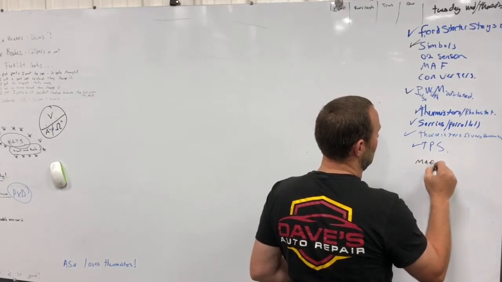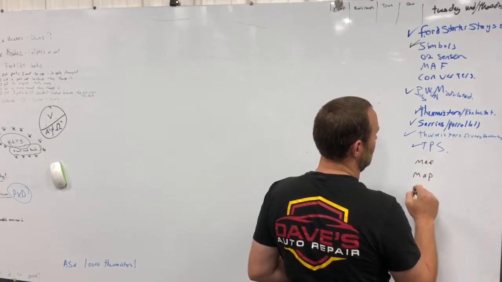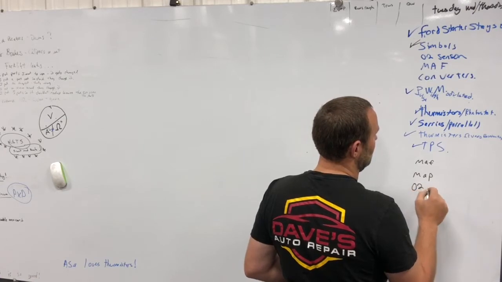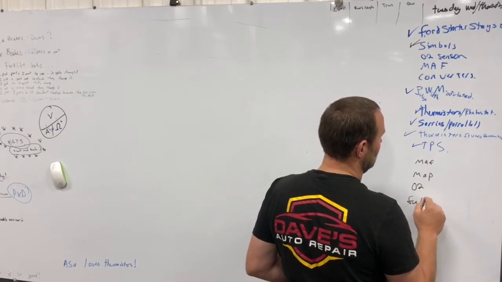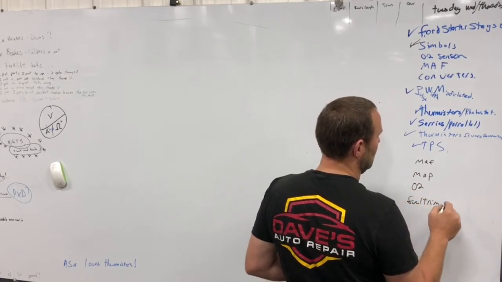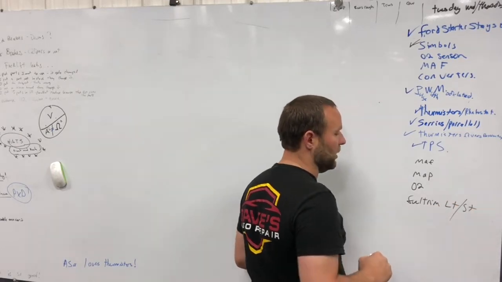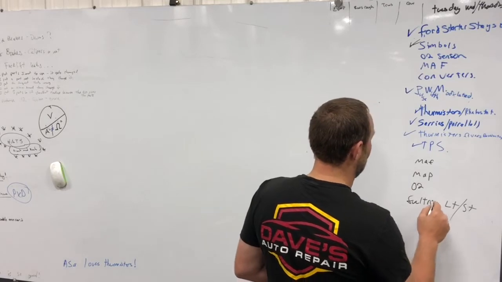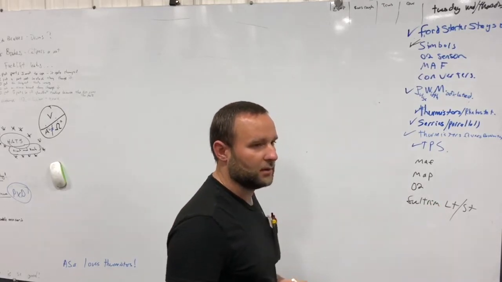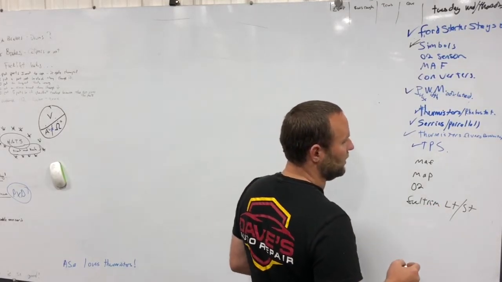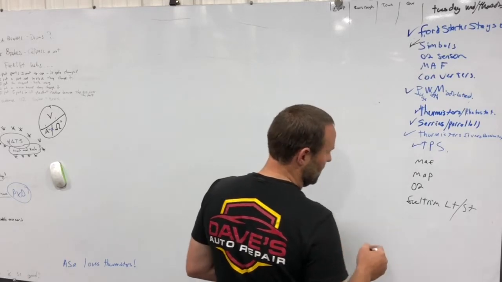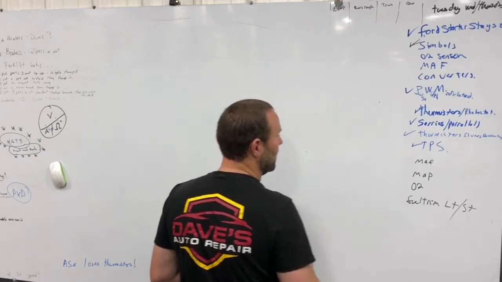Math. Yeah, I'm curious about those. O2s, fuel trim, LT, and ST. Does anybody know what that means? Nope. Long term, short term. What else is in there? Let's start off with that, okay.